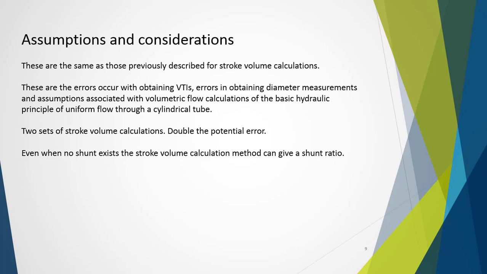There are assumptions and considerations associated with these calculations, and those are the same that were previously described for stroke volume calculations. These are the errors occurring with obtaining velocity time integrals, errors in obtaining the diameter measurements, and assumptions associated with volumetric flow calculations on the basic hydraulic principle of uniform flow through a cylindrical tube. It is important to note there are two sets of stroke volume calculations, thus there is double the potential for error to occur. It can be seen that even when no shunt exists, the stroke volume calculation method can actually give a shunt ratio, and this is representative of our assumptions.